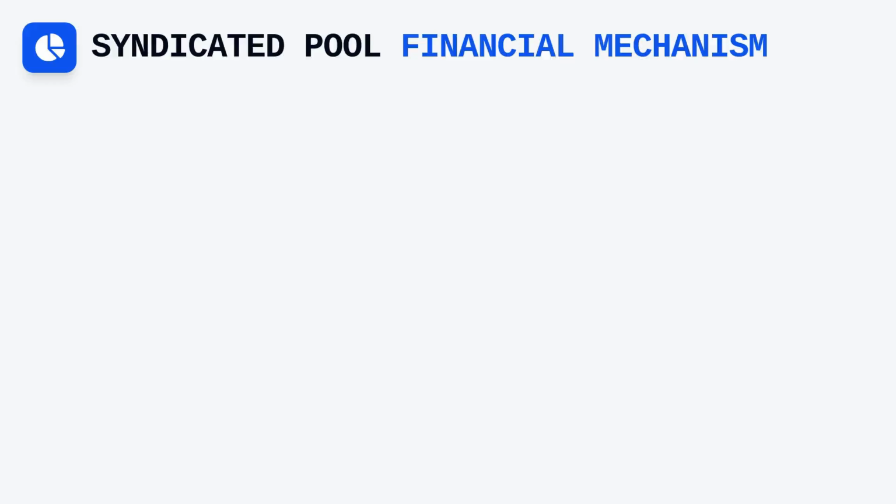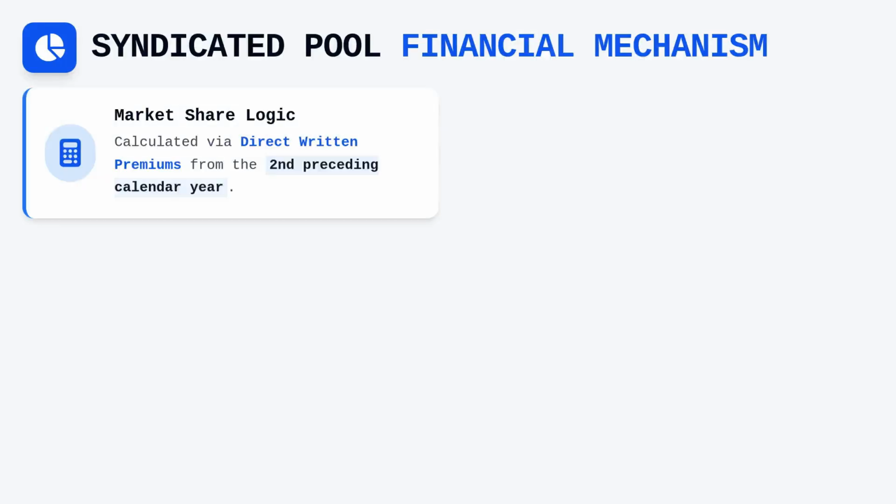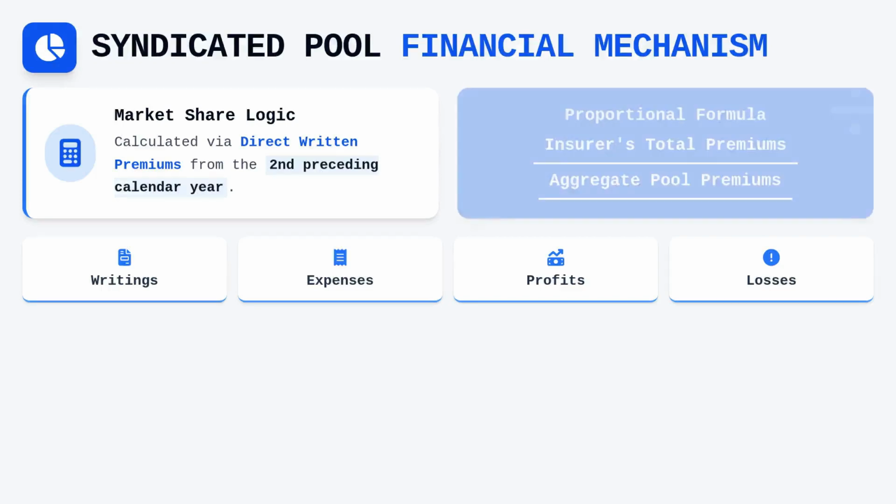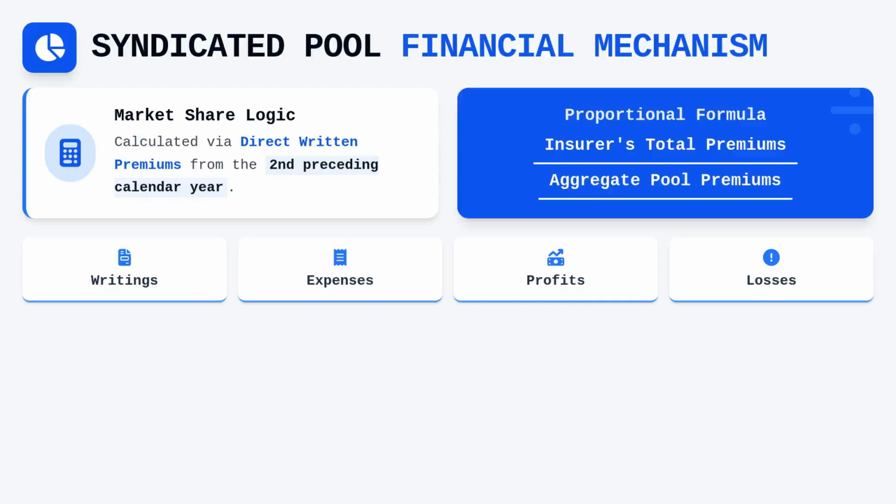The financial mechanism behind this syndicated pool relies on a strict, proportional distribution of operational results based on market share. Each member insurer participates in the writings, expenses, profits, and losses of the association based on its historical direct written premiums in the state. Specifically, an insurer's share is calculated in proportion to its total premiums written during the second preceding calendar year, compared to the aggregate premiums written by all participating companies.